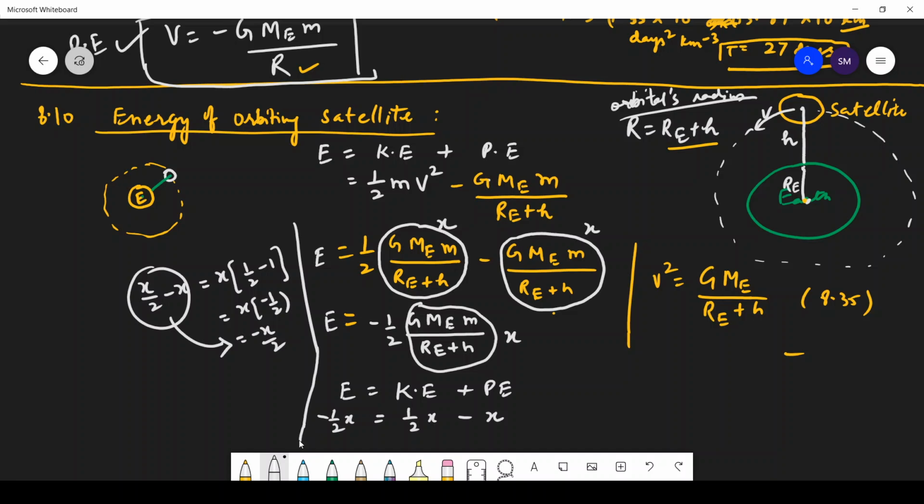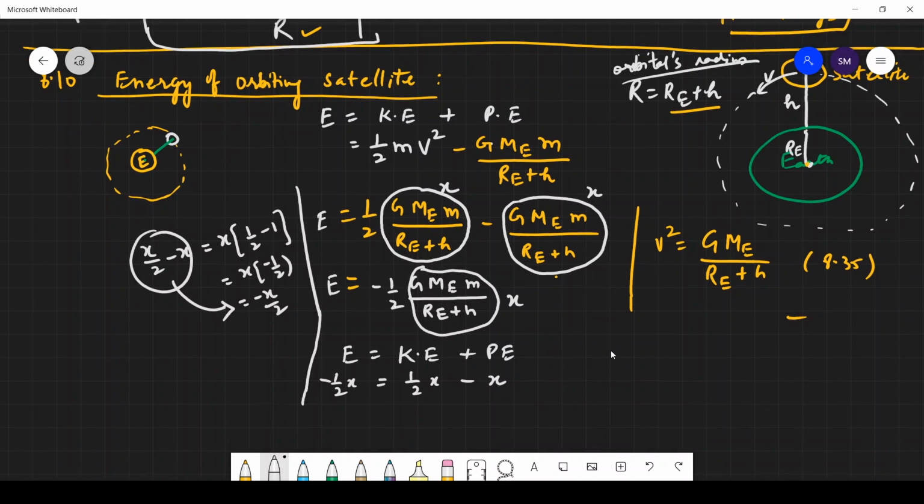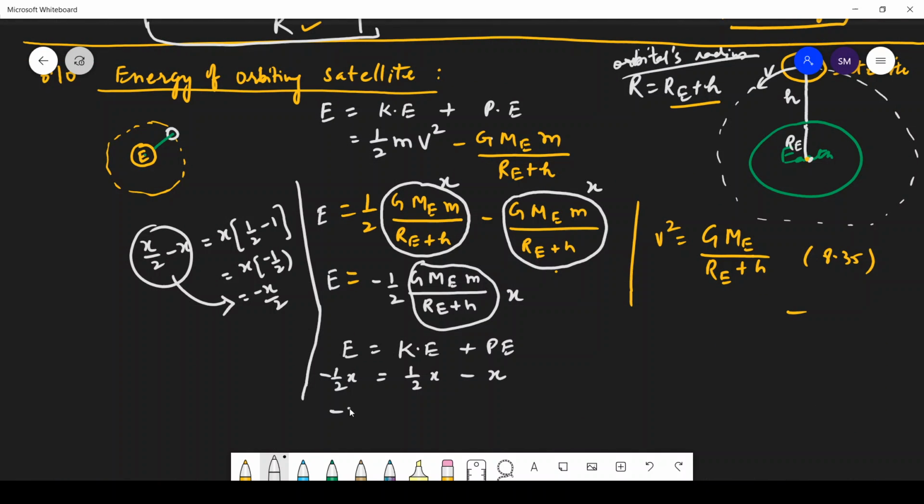Multiply this equation on both sides by 2. What do you get? You get minus x. So multiply this equation by 2. What do you get? Minus x is equal to x minus 2x. Have you understood, students, what potential energy is? Potential energy is twice the kinetic energy with a negative sign. What is mechanical energy? That is the negative of kinetic energy. See, you can tell the relation between these three. So this is the most important thing.